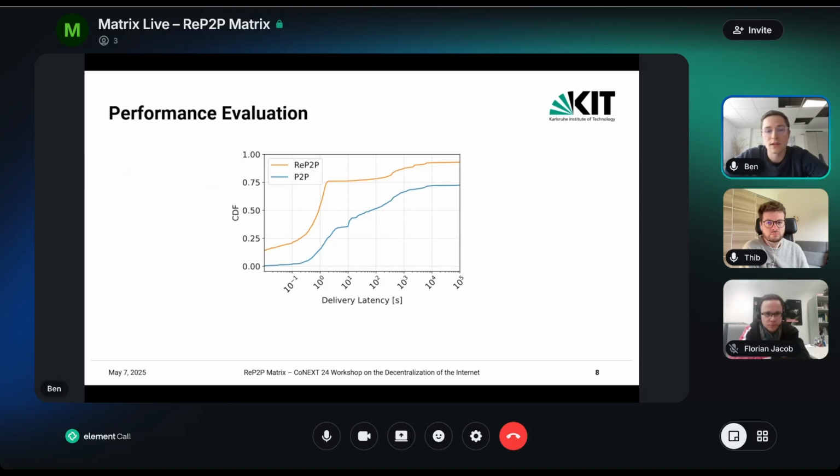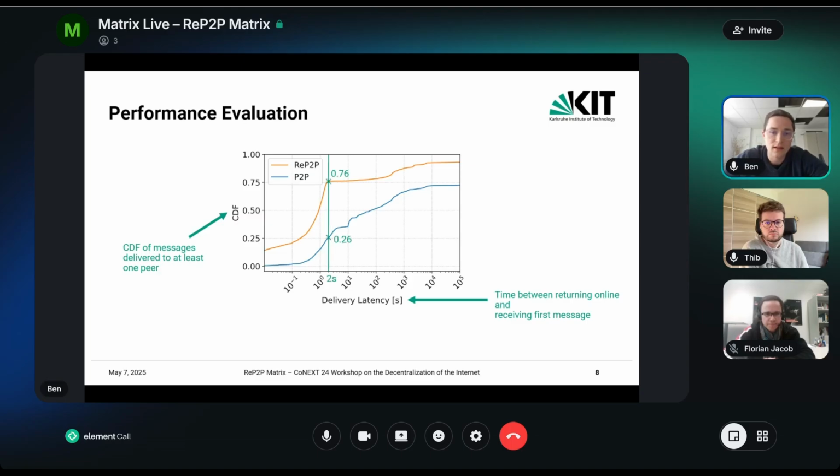On the x-axis, we can see the delivery latency, which is the time between a peer returning online and receiving the first message. On the y-axis, we can see the CDF of messages delivered to at least one peer. If we look at the curve, we can see that 67% of events were delivered within the first 2 seconds in ReP2P Matrix, while this was only the case for 26% of the events for peer-to-peer Matrix.